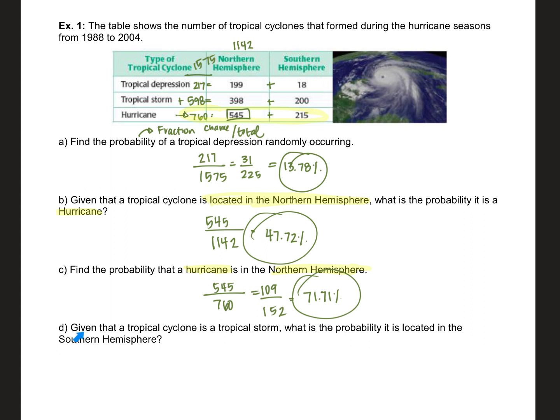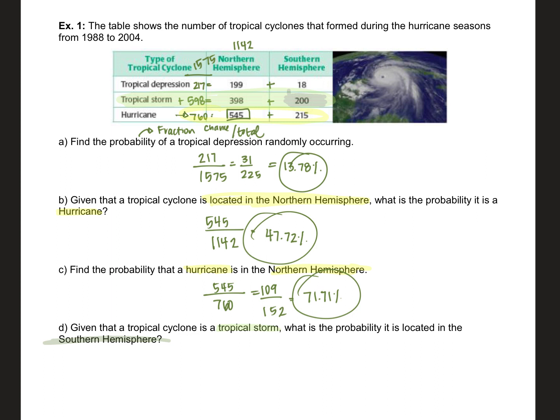Okay, last question here. It says, given that a tropical cyclone is a tropical storm, what is the probability it is located in the southern hemisphere? First they want us to focus in on just tropical storms, so just this part of our table that I'm highlighting in green. Then they're asking us specifically to focus in on the southern hemisphere, so this one right here.